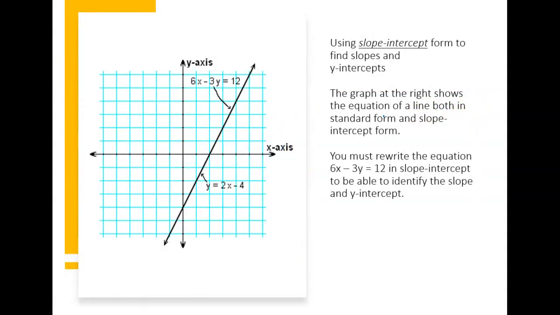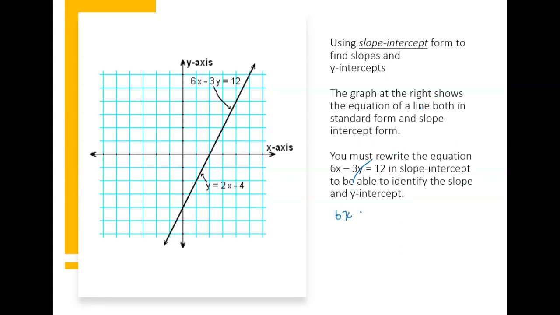So we can use slope-intercept form to find the slopes and y-intercepts. So the graph on the right shows the equation of a line both in standard form and slope-intercept form. Standard form just means we have an ax plus by equals something like that, but it basically just means it's not rearranged, it's not in slope-intercept form. So if it's given in this form, we have to rewrite it in y equals mx plus b.